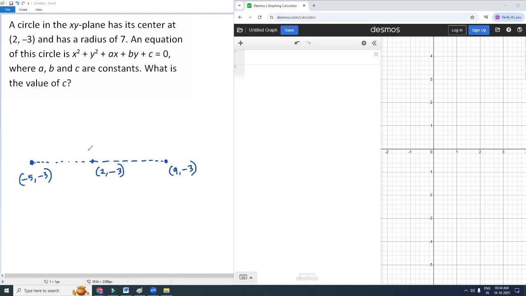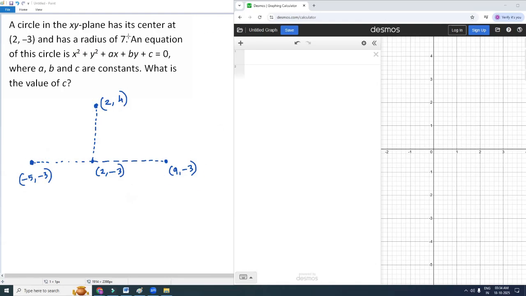Okay, now let me take a point on the circle above the center (2, -3). For that, we have to add this radius 7 to the y coordinate -3. -3 + 7 is 4. Okay, now let me take 7 units above this center. Here we have a point on the circle. The x coordinate remains the same, and -3 + 7, that is the radius, gives us 4 as the y coordinate. Okay, these are the 3 points we have on the circle.